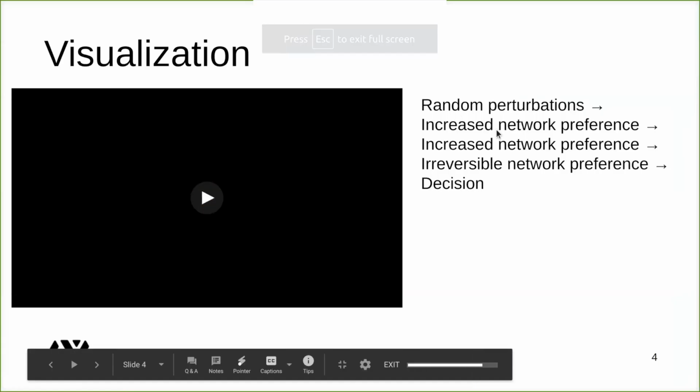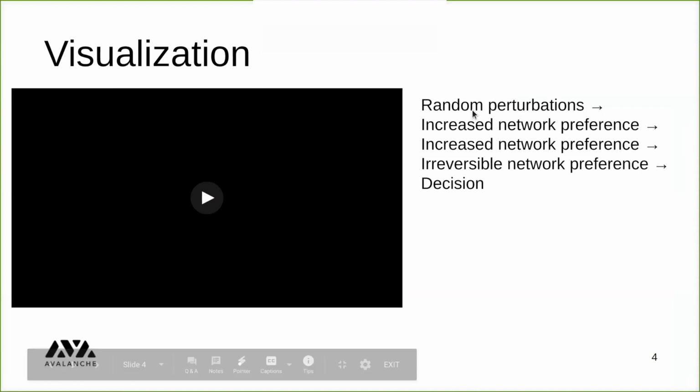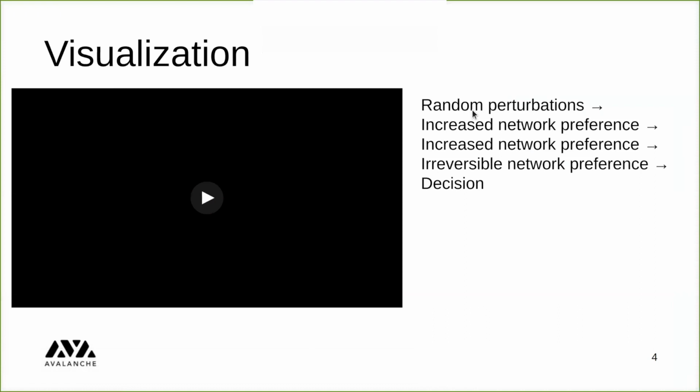Okay, so random noise in the network because of the random sampling yields some increased network preference for one choice, which begets more increased network preference for that choice until it becomes irreversible, and then the nodes can decide.